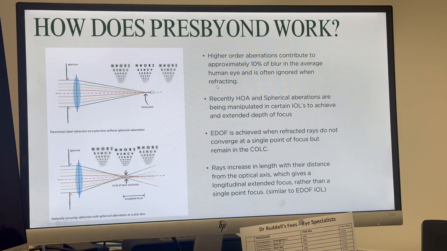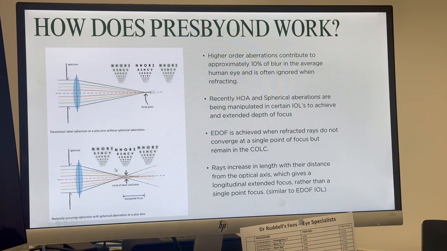So how this works: we know that when we're refracting, about 10% of blur in the average eye is caused by different aberrations, spherical aberrations and other higher order aberrations like coma, astigmatism, all those kinds of things. A lot of IOL companies can manipulate these higher order aberrations, specifically spherical aberrations, to give a bit more of a longitudinal focus. Instead of every ray being refracted into a single focal point, like you can see here, differing rays that are more paraxial and more peripheral refract either before that general focal point or after, which gives this blurred, elongated point focus, giving us this EDOF look.